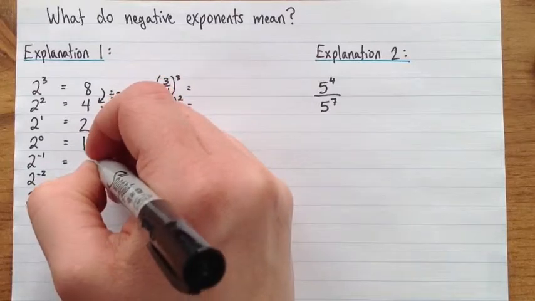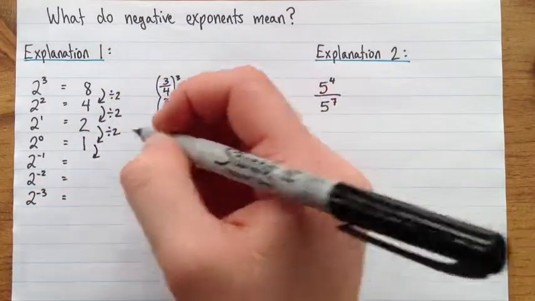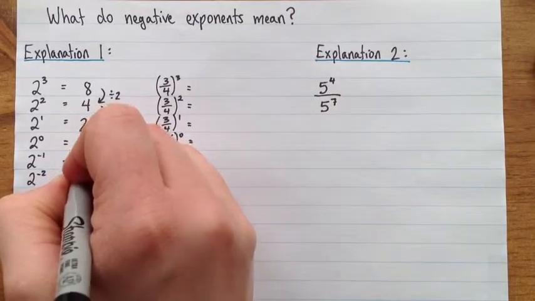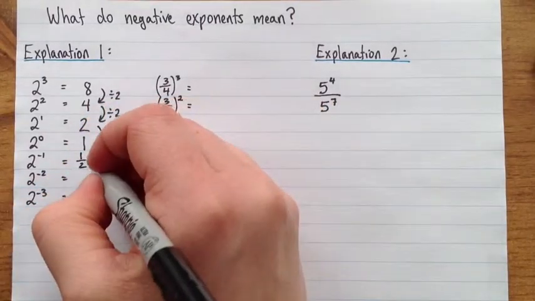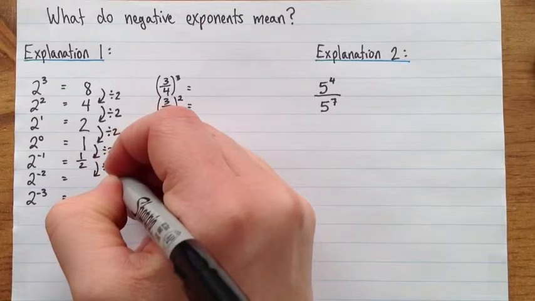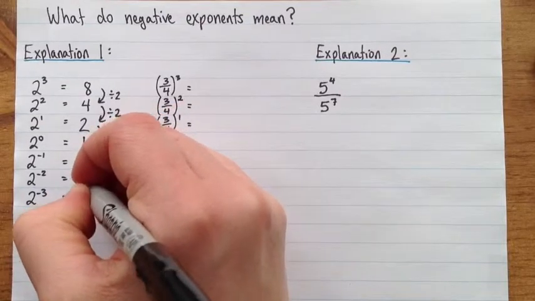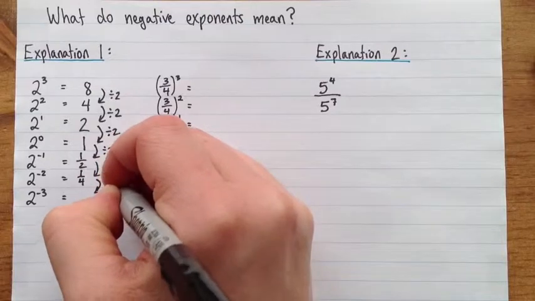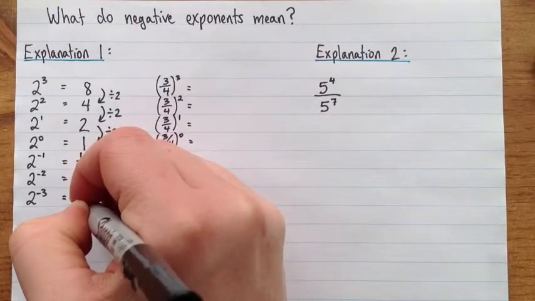But then what happens now? If we divide 1 by 2, what do we get? Well, we get a half. And if we divide a half by 2, well, we get a fourth, or a quarter. And if we divide that by 2, we get an eighth.